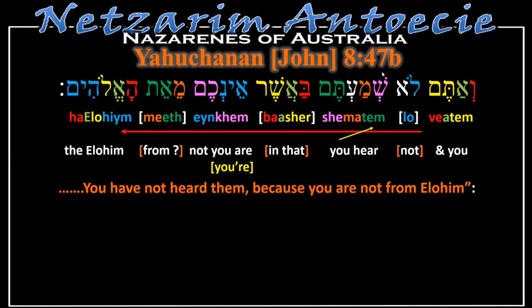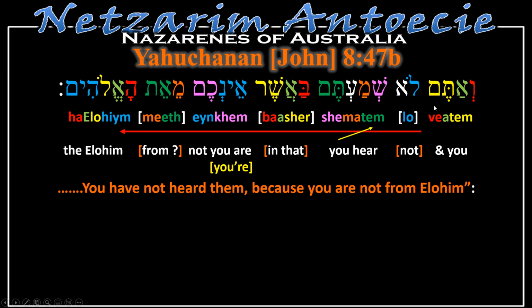And so we come to 47b. We have a vav, an aleph, a tav, a mem safit. Lamed, aleph, shin, mem, ayin, tav, mem safit. Bet, aleph, shin, resh, aleph, yod, nun, kaf, mem safit. Mem, aleph, tav, hey, aleph, lamed, hey, yod, mem safit.